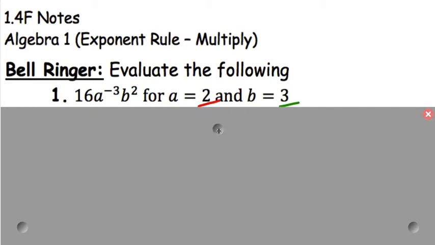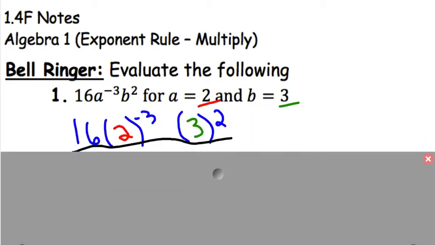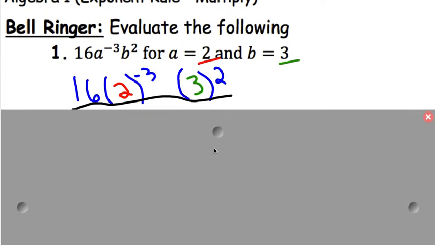previous day's notes. So first of all, the first thing that we're going to do is take our variables and plug them in here for A and B. So I used red for A and green for B. When we plug them in, A is 2 and B is 3. Since I recognize I have a negative exponent, I made it a fraction over 1 and moved the problem down.